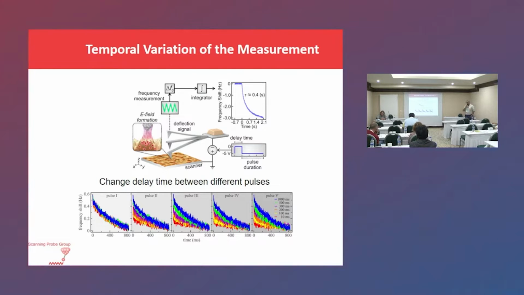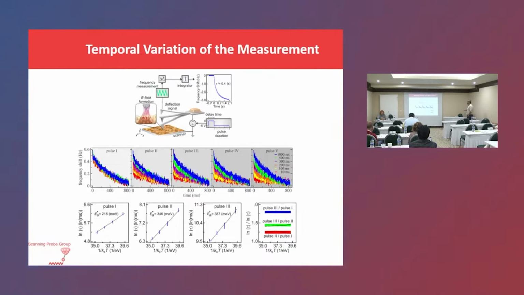And this may be particularly interesting because when you do a transport measurement, for instance, you apply a bias voltage, and this bias voltage may affect the measurement itself. So you may actually change the physical properties of the sample that you are trying to measure by just applying a bias voltage.